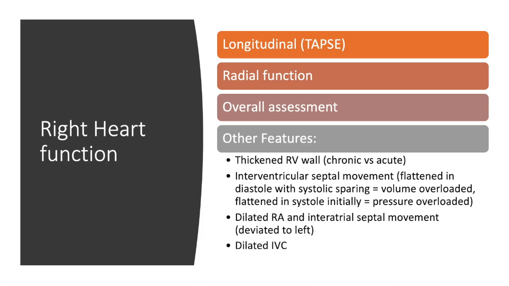And you've got to look for other things as well. Is the RV wall thickened? And if it is, it implies there's chronic disease going on. Is the intraventricular septum moving in a strange way? Is it flattening during diastole or flattening during systole? Is the right atrium dilated, which would imply right ventricular filling pressure is elevated, so that would imply a degree of right ventricular heart failure. A dilated IVC, given that the IVC fills the right atrium, would imply the same thing as well.